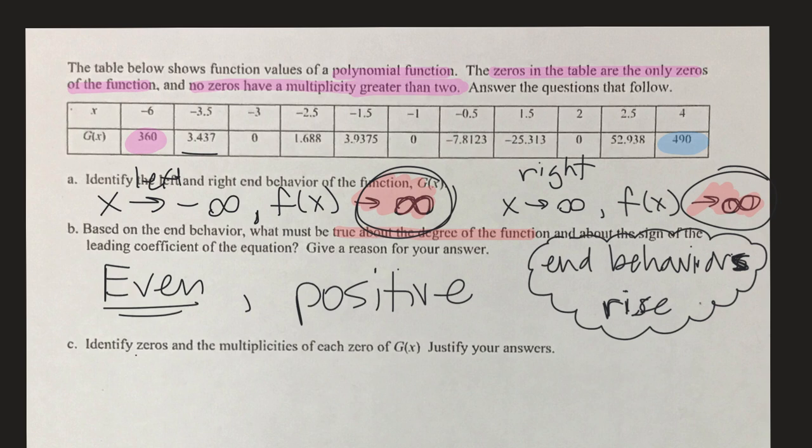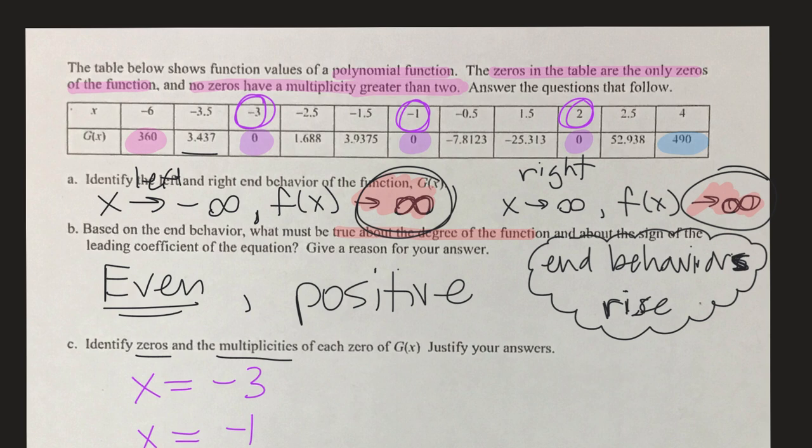Okay, identify the zeros and the multiplicities. Okay, so we're looking for y values of 0. So here we have a y of 0, here we have a y of 0, and here we have a y of 0. So we have a 0 at -3, another 0 at -1, and our third 0 at +2.